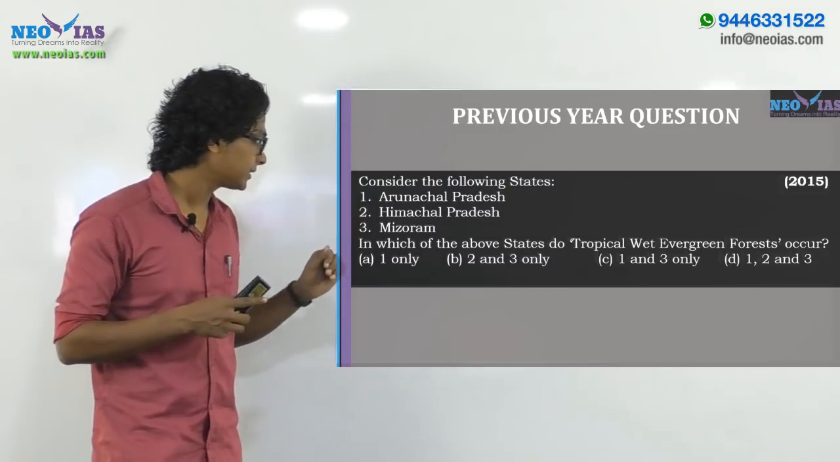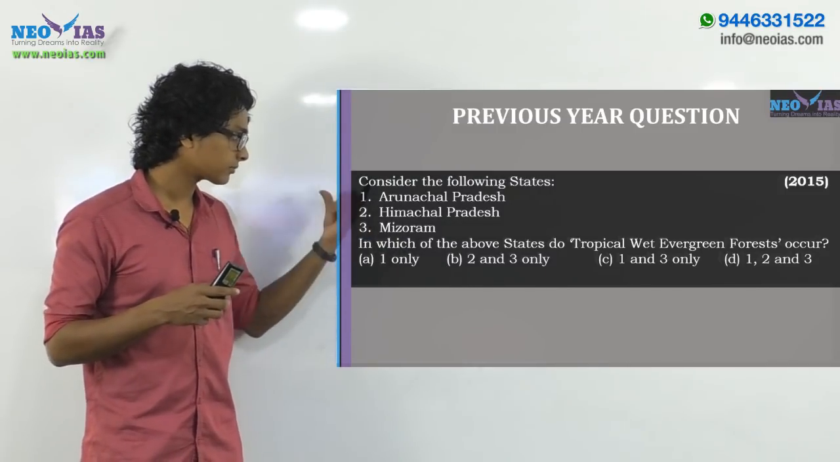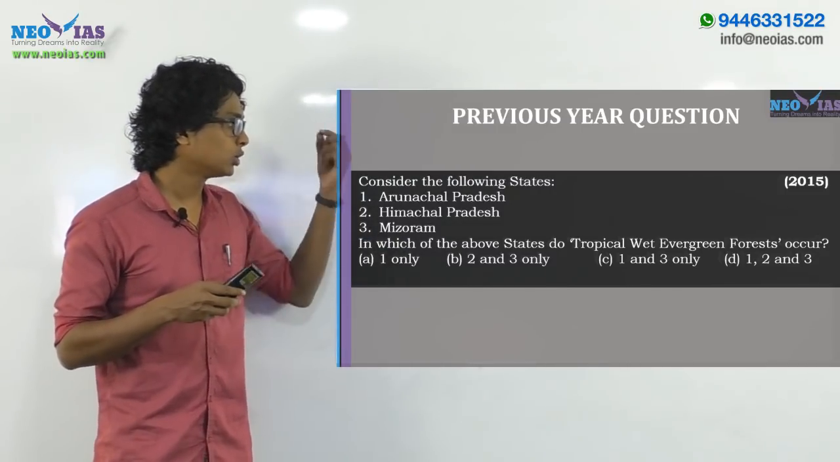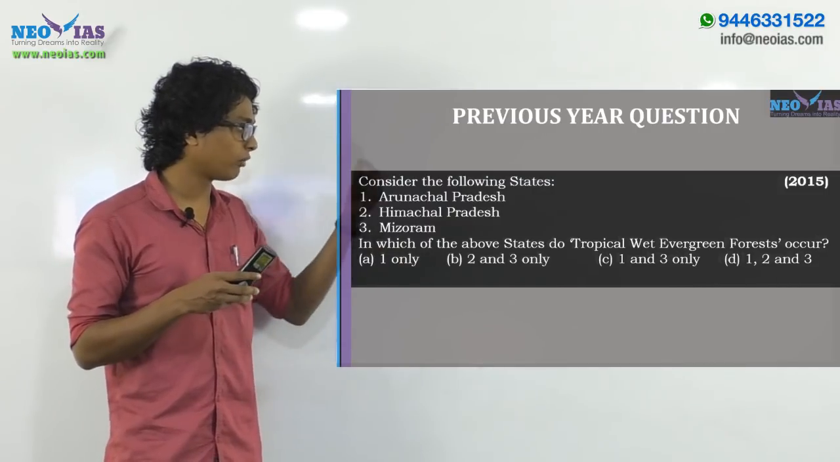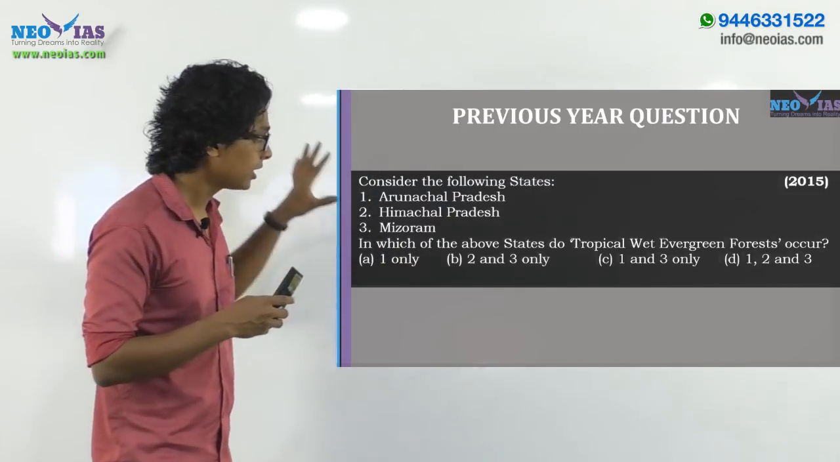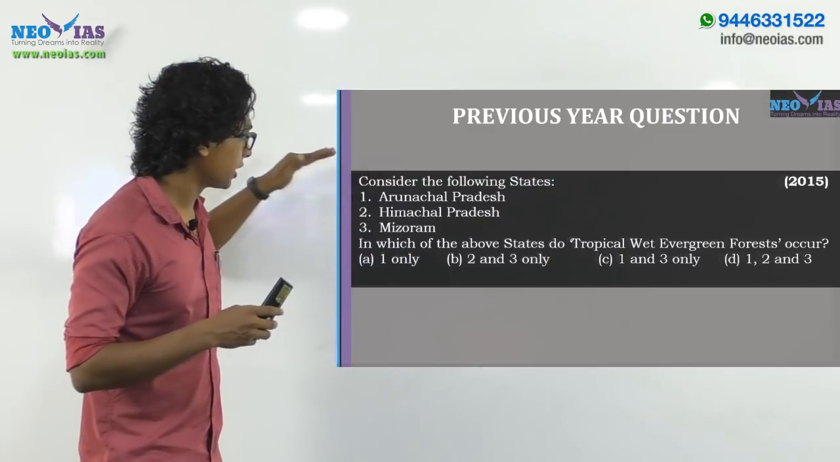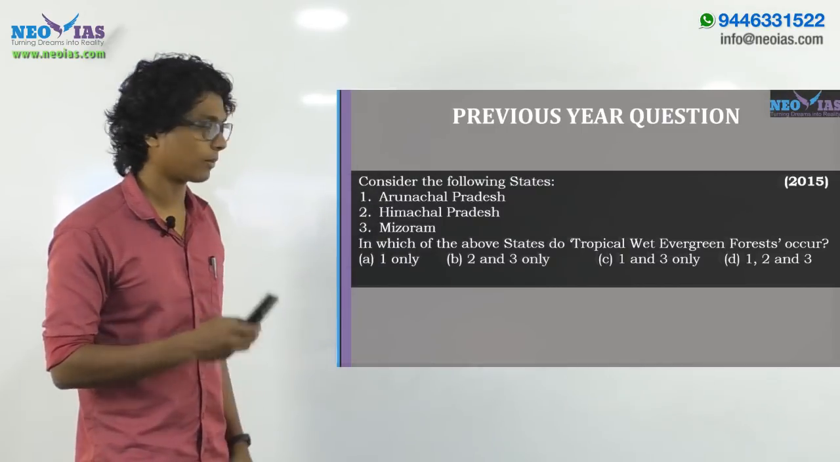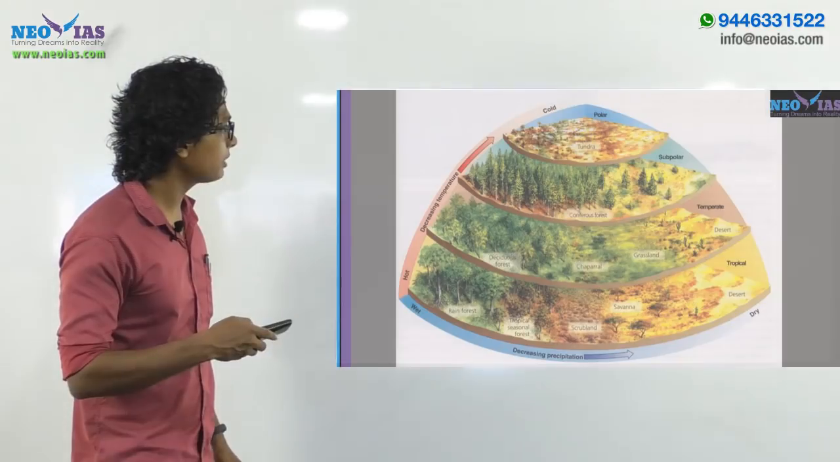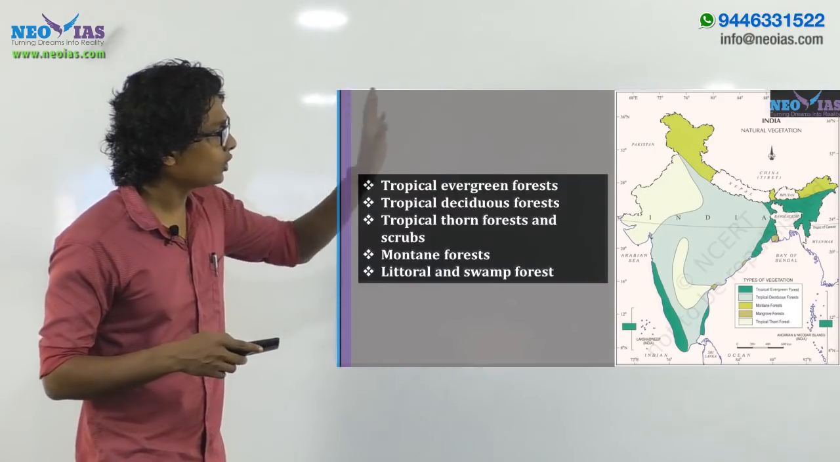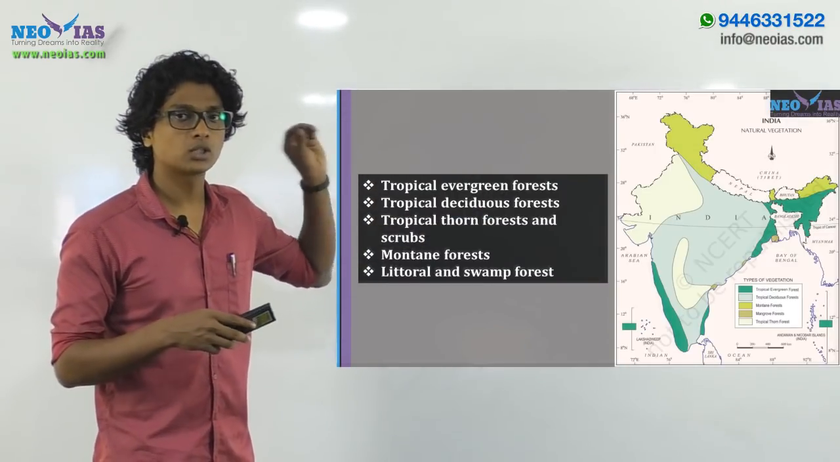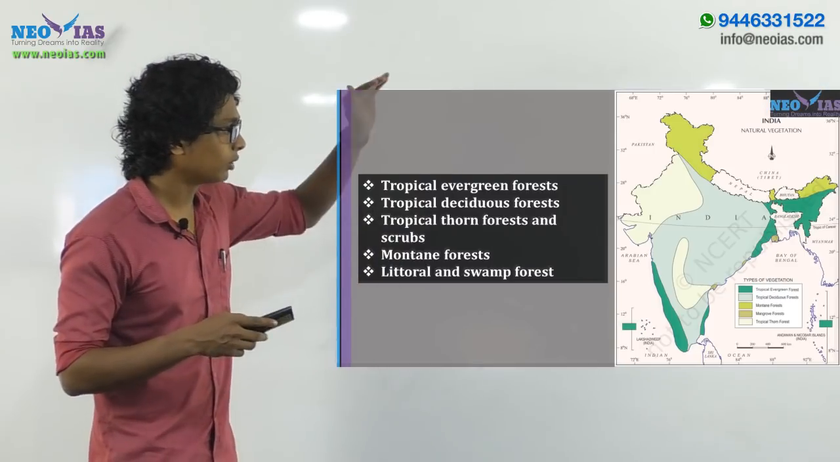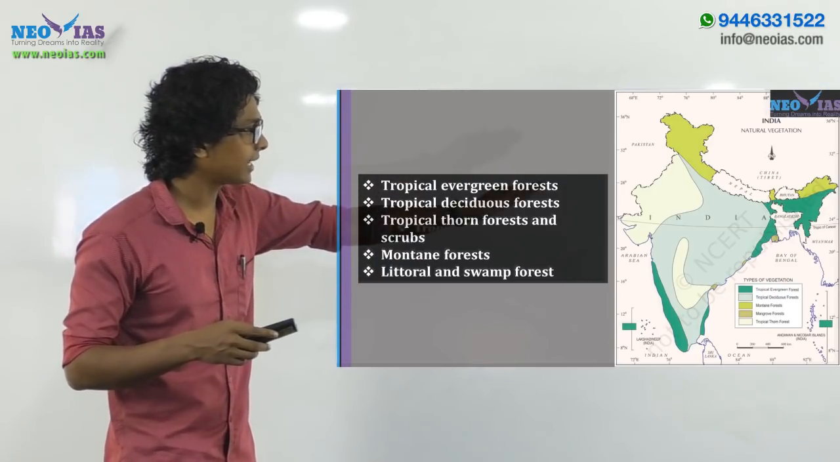Consider the following states. 3 states have been given. In which of the above states do tropical wet evergreen forests occur? Right. So going through the states, Arunachal Pradesh, Himachal Pradesh and Mizoram. Now as we can see from the map, right, in the northeastern states we are having the tropical evergreen forest, both in the Arunachal Pradesh regions as well as Mizoram.